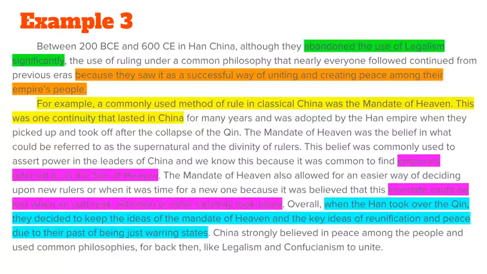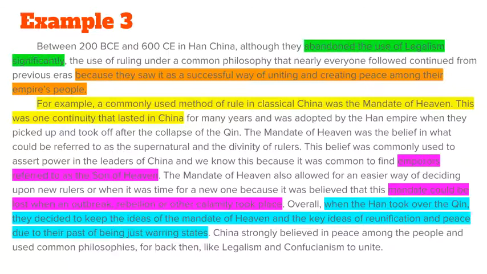However, I do like the because element, that they saw it as a successful way of uniting and creating peace among their empire's people. So that this common philosophy that I would hope to see clarified in a revision to this thesis statement could be elaborated on and clarified, but then continue with this same because element, the same analytical piece that sets it up well for this body paragraph.